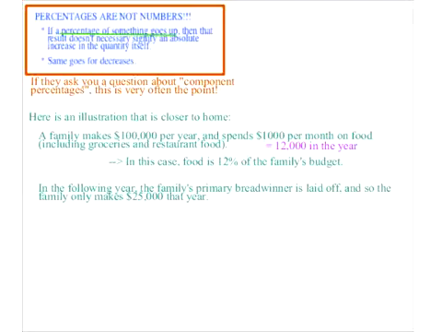So 12% of the budget. If somebody said 1%, thanks for calling out the percentage, that also means you have to pay attention to units a little more carefully, because they might switch you back and forth to make sure you're paying attention. It's more of a quant thing, but still, you never know when they're going to pull that on you. In the following year, the family's primary breadwinner gets laid off. The family only makes $25,000, so they stop eating out as much.